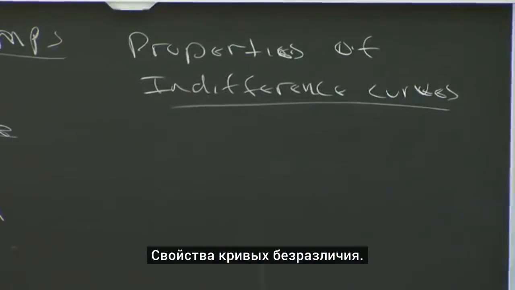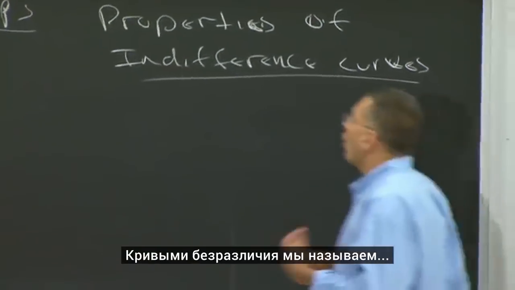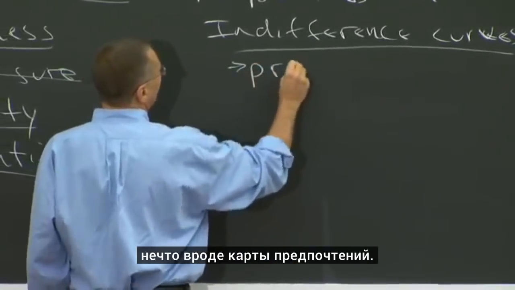Okay, properties of indifference curves. So indifference curves are our name for what you could also think of as preference maps.